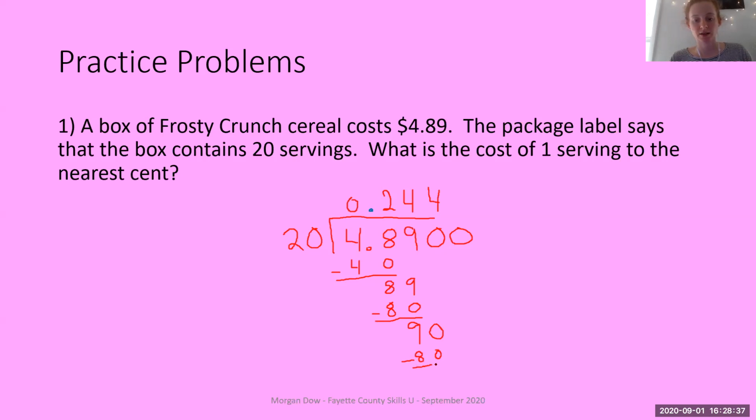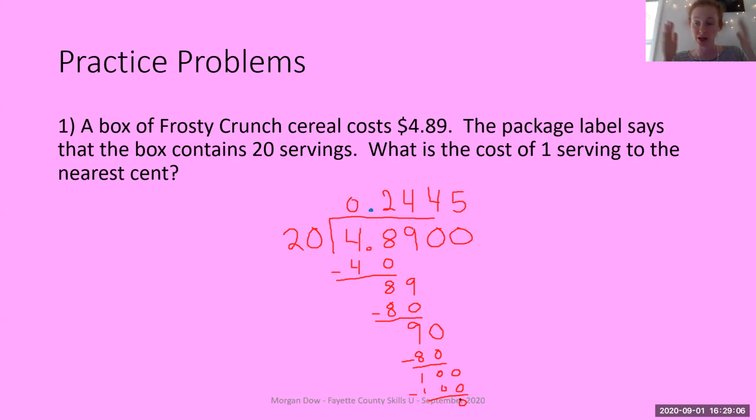Subtract. 10 left over. Bring down another 0. How many times does 20 go into 100? 5 times. 20 times 5 is 100. And so we're done. We'll have 0 left over. Okay. So this right here, 0.2445, should be the cost of one serving.